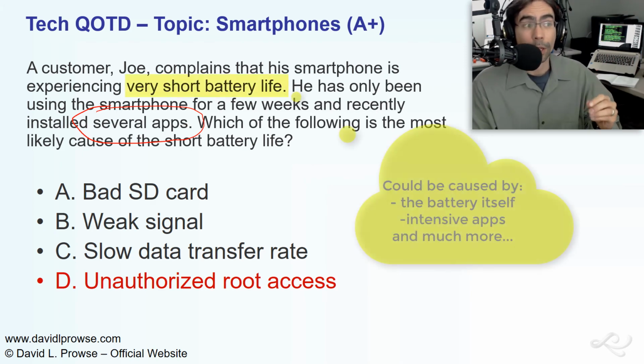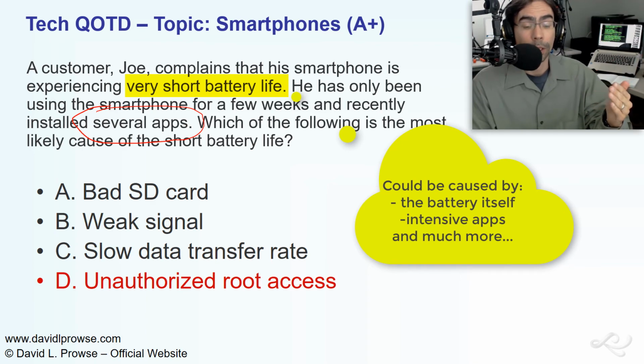Now, very short battery life could also be caused by other things. It could be a problem with the battery itself, but that wasn't listed in the answers. It could be that certain apps are using a lot of power, a lot of CPU power, a lot of graphic power, a lot of memory power, and therefore they're sapping the life out of the battery, but that's also not listed. But that is common. GPS apps, games, and so on.